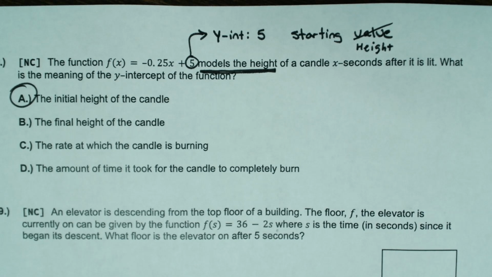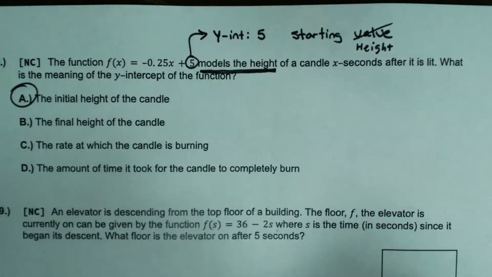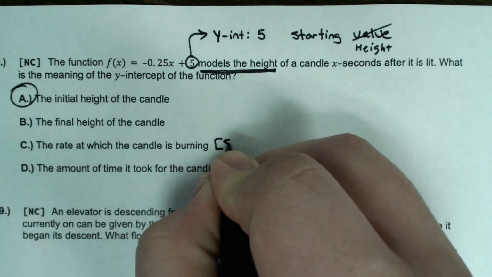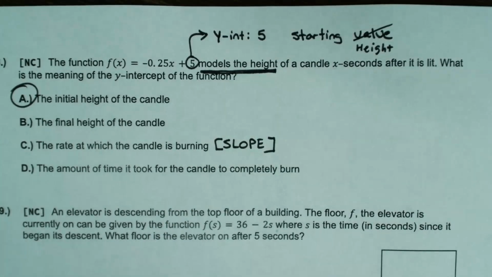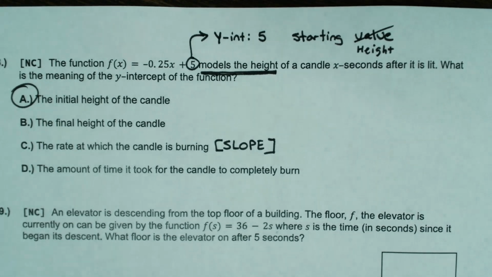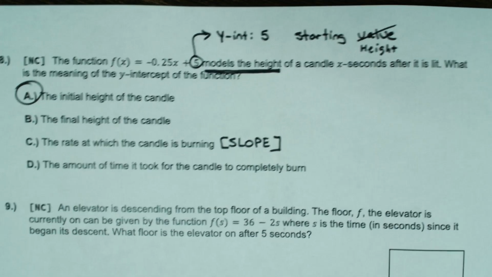Any questions on number 8? Now look at those other options. The final height of the candle, the rate at which the candle is burning, the amount of time it took the candle to completely burn. If it asked for the meaning of the slope, the answer would have been C. The slope always describes your rate of change.